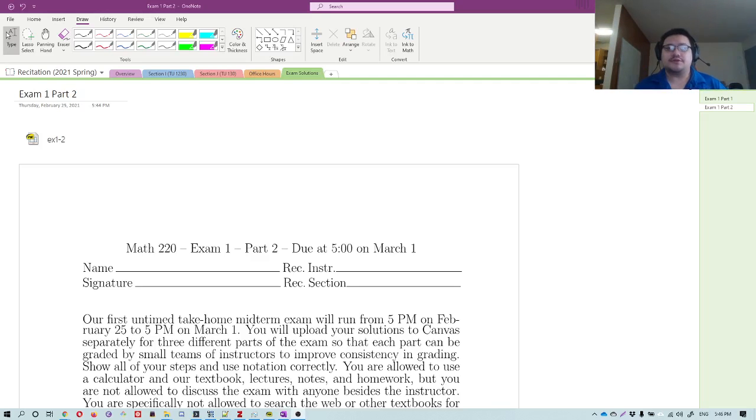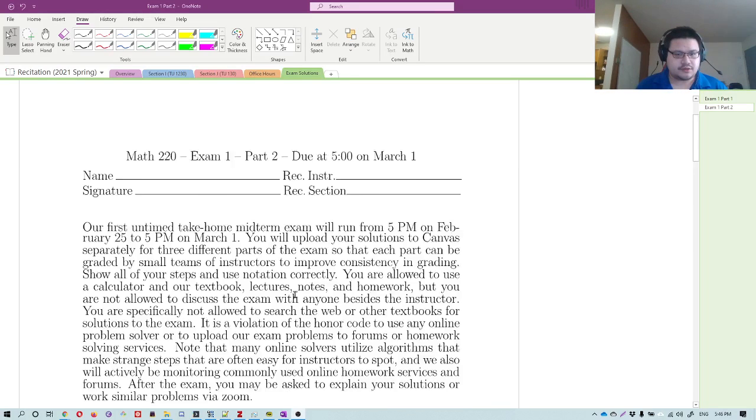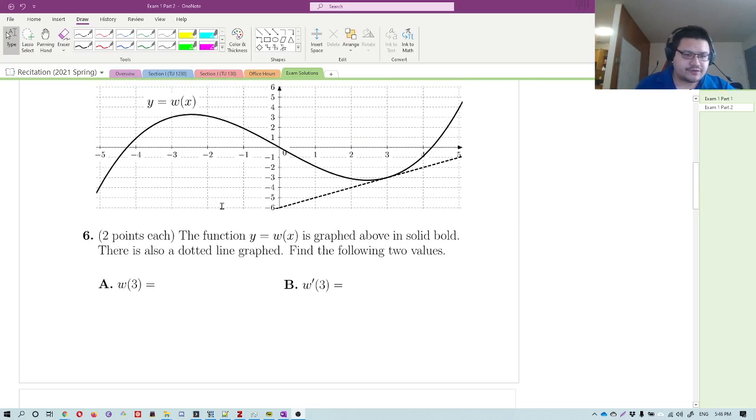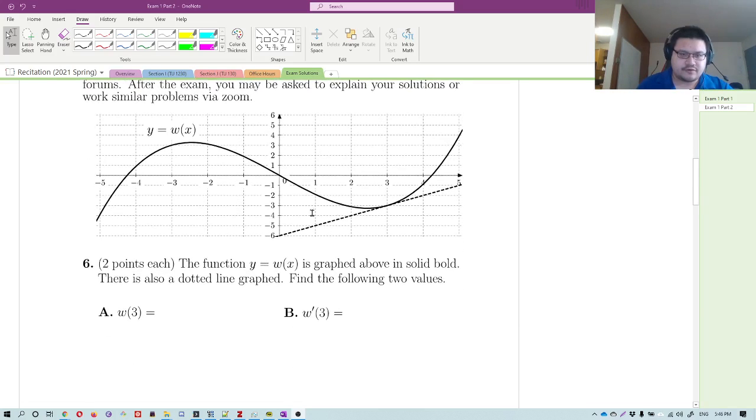Okay, so now we're doing part 2. Let's go ahead and run through that. We have this graph. We want to read off these two pieces of information. The graph is the function w of x. This is just saying find w evaluated at 3, so I just look over here and I see it hits the value -3, which means this takes the value -3.